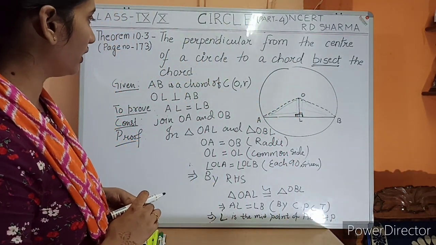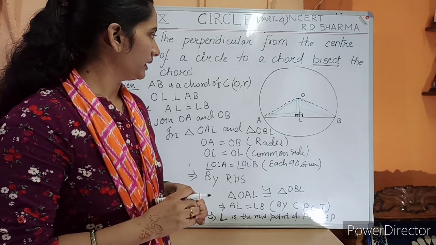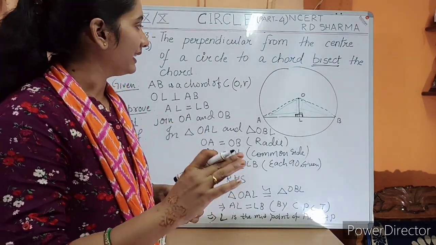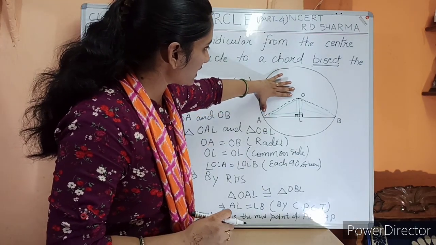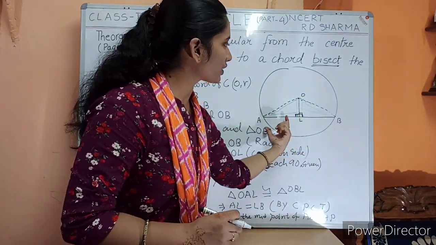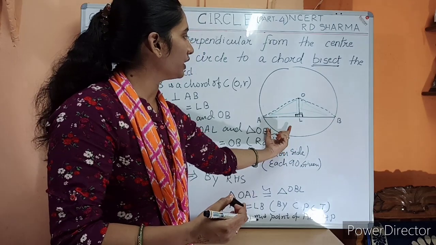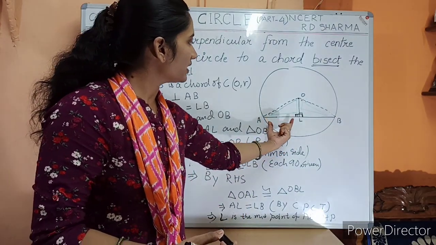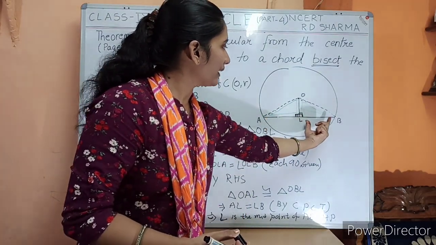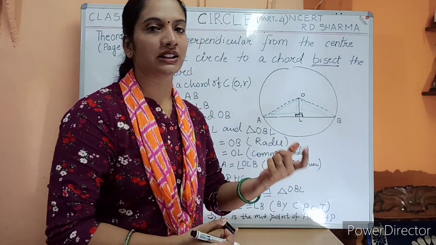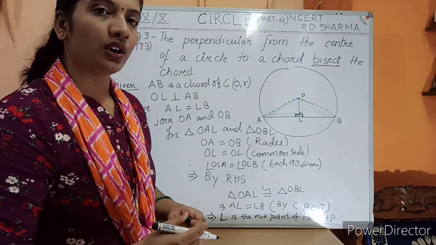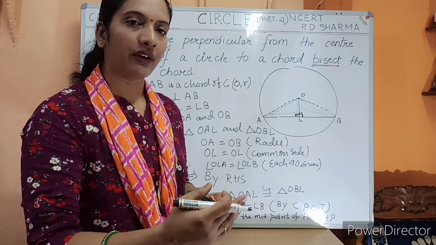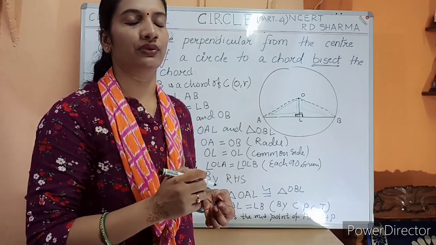So children, that's all for this theorem. The basic concept behind the theorem is what? You need to prove this triangle and this triangle as congruent. After showing the congruency by RHS, you just need to write AL must be equal to the part LB by CPCT. So that's all. And in the next, after this, we will do the converse of this theorem.